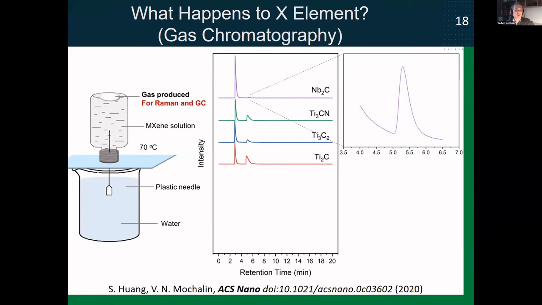And since we expected that X elements will form gases, we assembled this simple setup illustrated here. So basically it's a simple setup which allows us to collect the gas evolved in MXene transformation reactions in water. So this is a colloidal solution of MXene in an enclosed vial. Initially the vial was filled all the way up to the rim, and there was no gas phase in the vial. And then we insert this needle and immerse the other end of the needle also in water. So this system is completely isolated from air, but it allows for gas collection, and this needle releases pressure when gas is evolved, because liquid may flow from this vial into the water. So this is our setup.